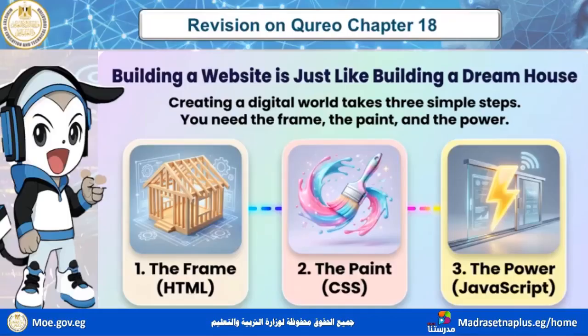And then give the power to the house, lighting the house, interacting with the house. And this requires, of course, JavaScript. So the main 3 programming languages we need to build a website are HTML, CSS, and JavaScript.